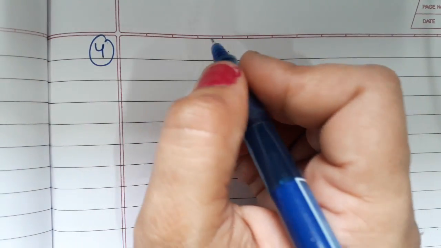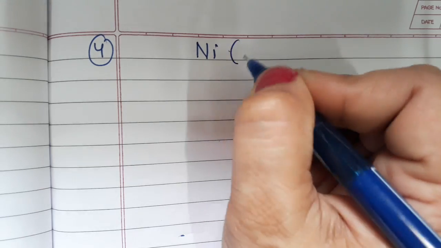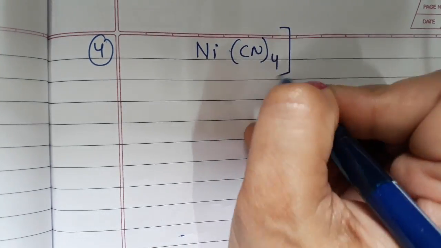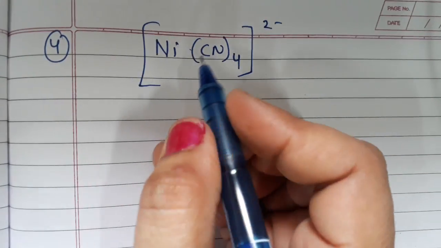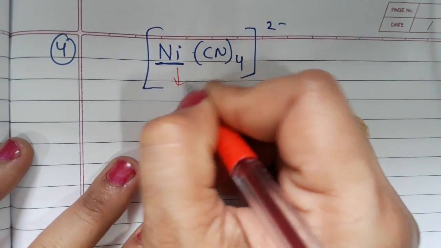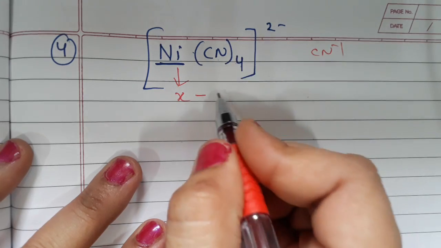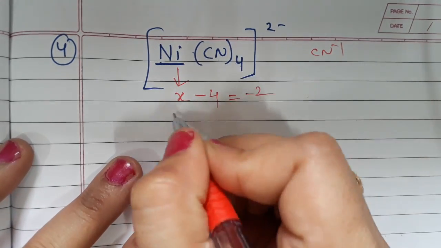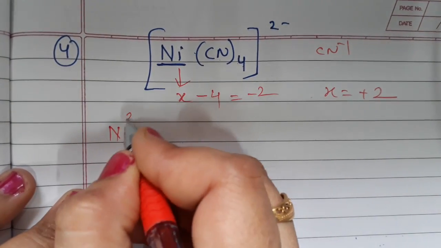Okay, now the last complex which we are going to discuss in this video is quite interesting, and it is nickel. Again nickel I have written, but now we have cyanide, students. It is a very interesting example for the complexes. So Ni X, cyanide is -1, so -1 into 4, -4, is equal to -2, X is equal to +2. So I write here Ni +2.